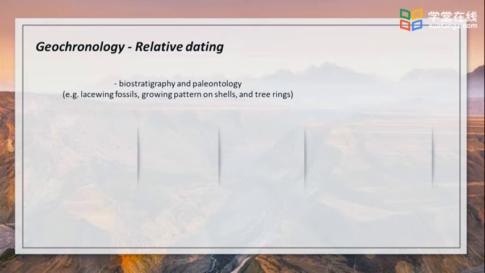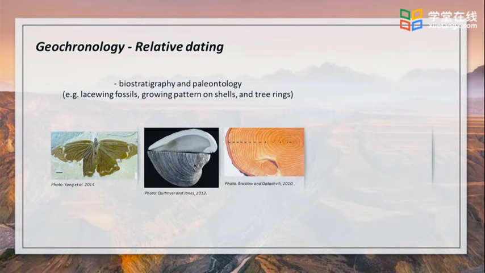The biostratigraphy and paleontology methods are based on the study of the fossilized remains of extinct flora and fauna buried in the rock beds. For example here, the lacewing fossils, shell-growing patterns, and tree rings are used for stratigraphic comparison of regions distinct from one another, and the establishment within them of strata of similar age. The similarity of flora and fauna in sedimentary rock beds can be used as an indication that these beds were formed at the same time, that they are of the same age.